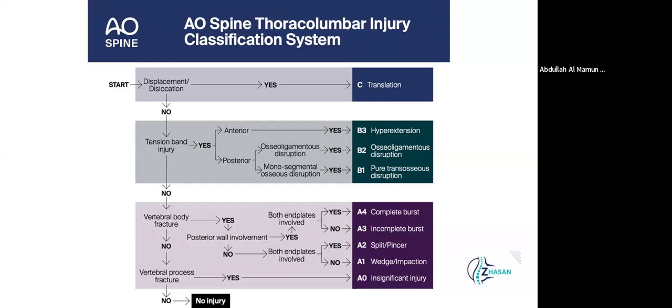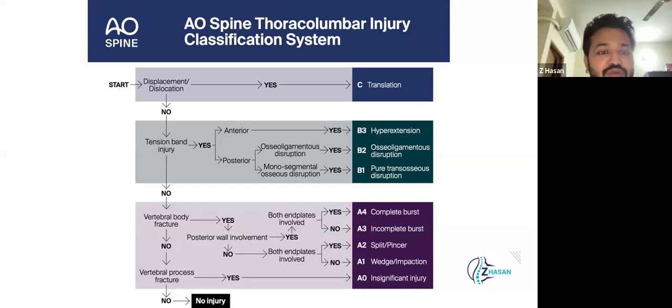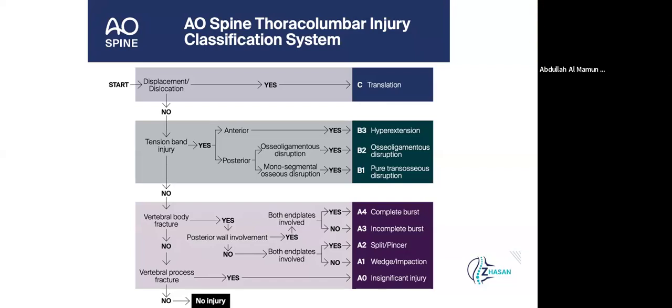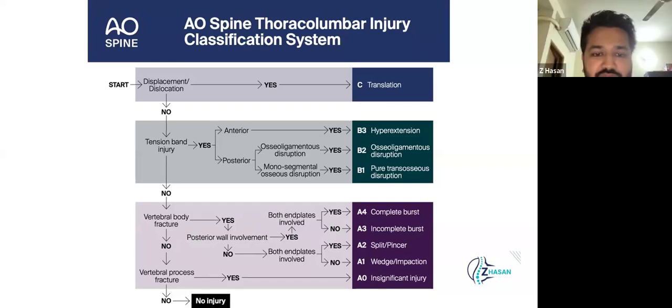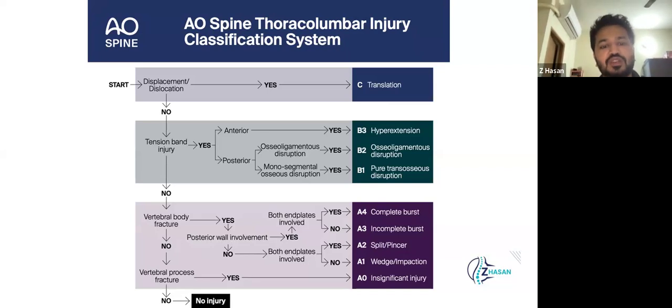I would like to answer this question because I find it very interesting. This is more of a structural classification. Look at the column on the right-hand side: translation, hyperextension, osteoligamentous disruption, complete burst, split, wedge. All of these are structural, all demonstrating the injury. No classification is demonstrating the condition of the patient, or the neurological status of the patient.